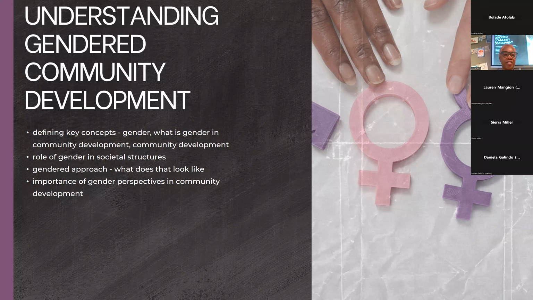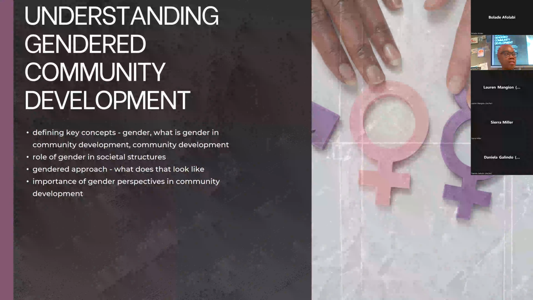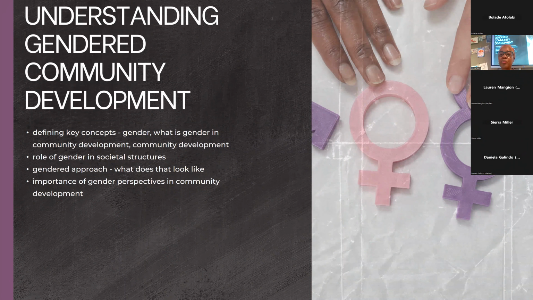The role of gender. How do we look at the role of gender in community development? Gender plays a major role in how society is shaped. It shapes how we experience things, the opportunities that are presented to us, and the different outcomes that we see happen within society.